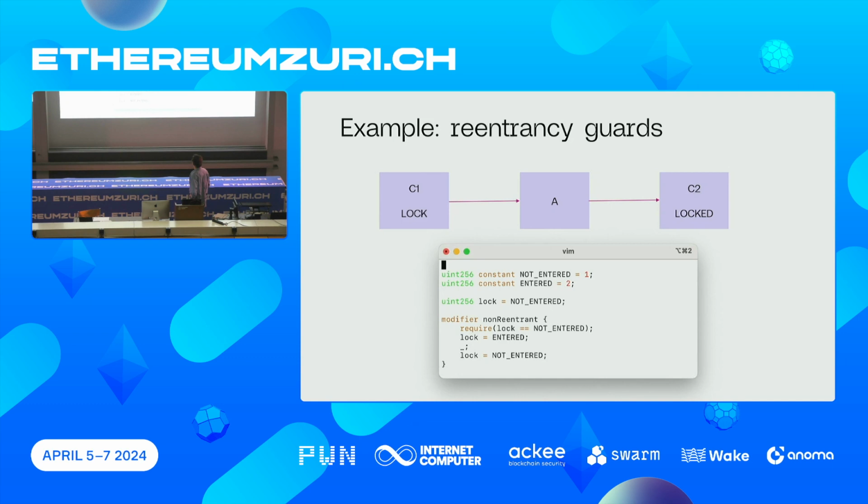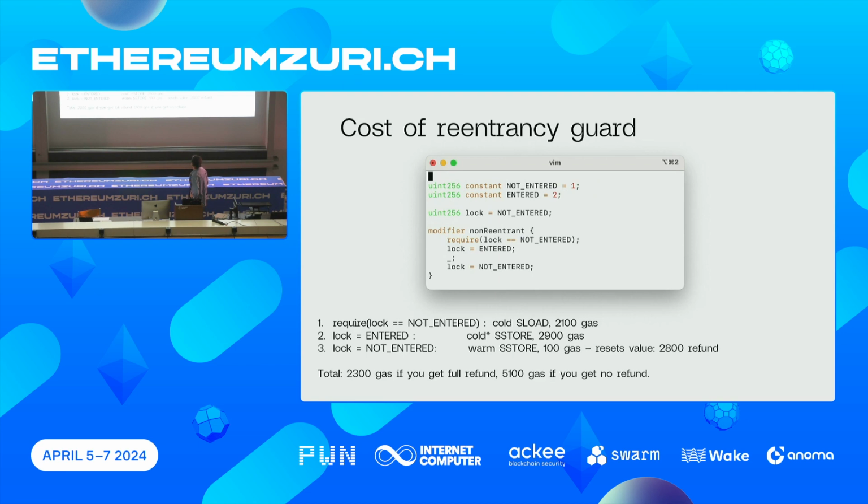Now, why we use 1 and 2 is a specific of how SSTORE costs. So if you write a positive value in a slot that's 0, that costs 20,000 gas. If you write a value in a slot that's non-zero, that costs 5,000 gas because the slot is already initialized. So that's why we use 1 and not 0 for not entered. Anyway, this was the current state of reentrancy locks, and so how much does this cost?